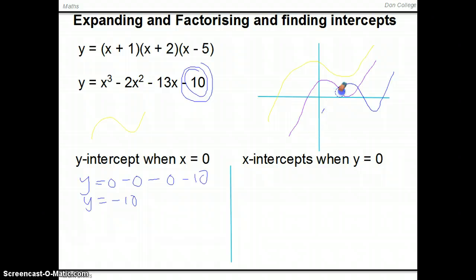I'll just get rid of these for a second, and put it in here. So it's going to cross at negative 10 there.